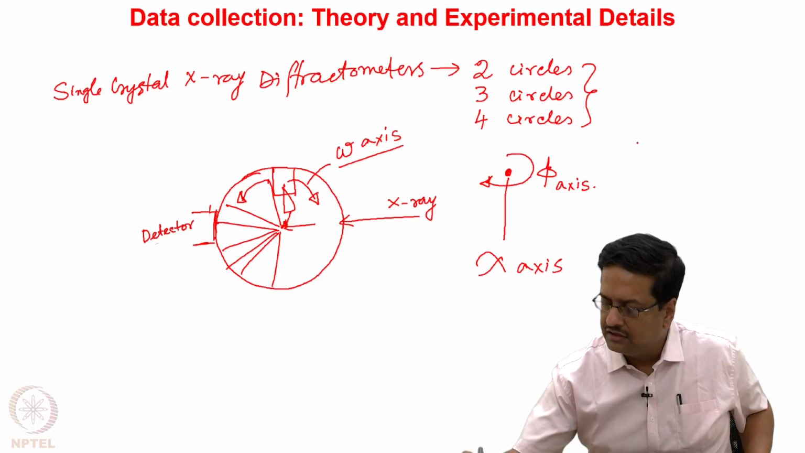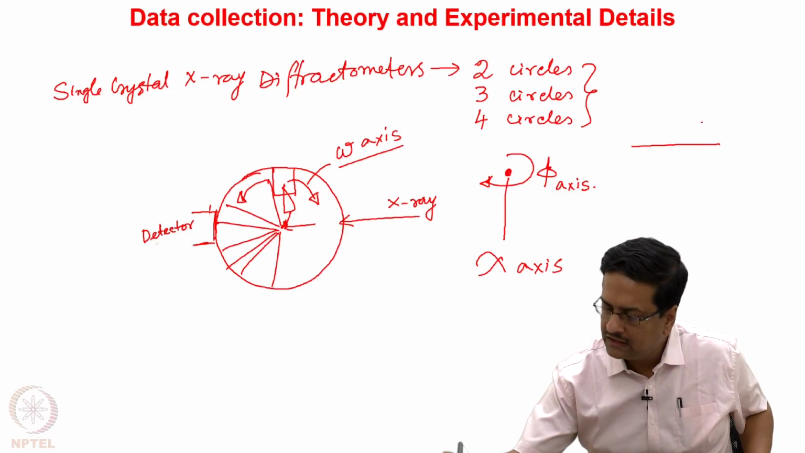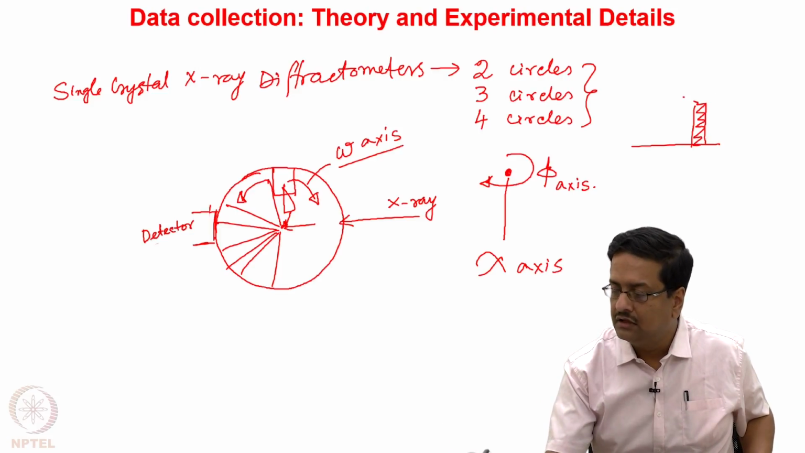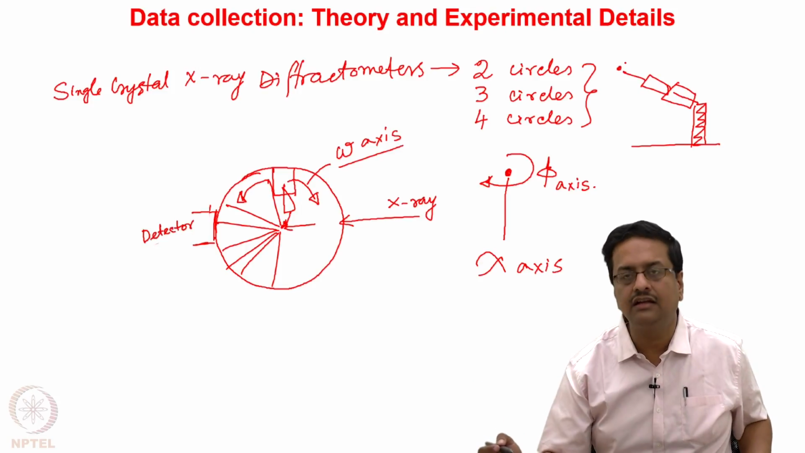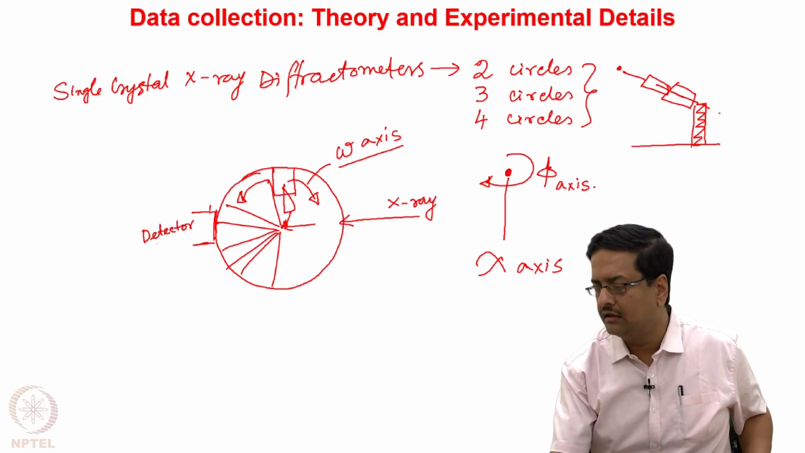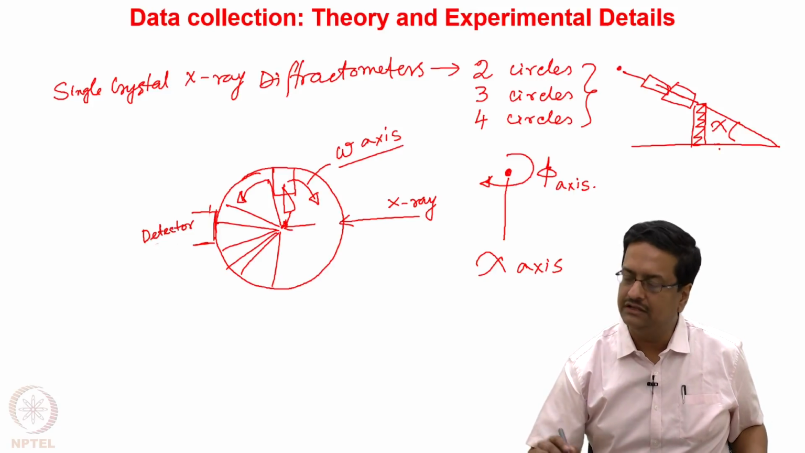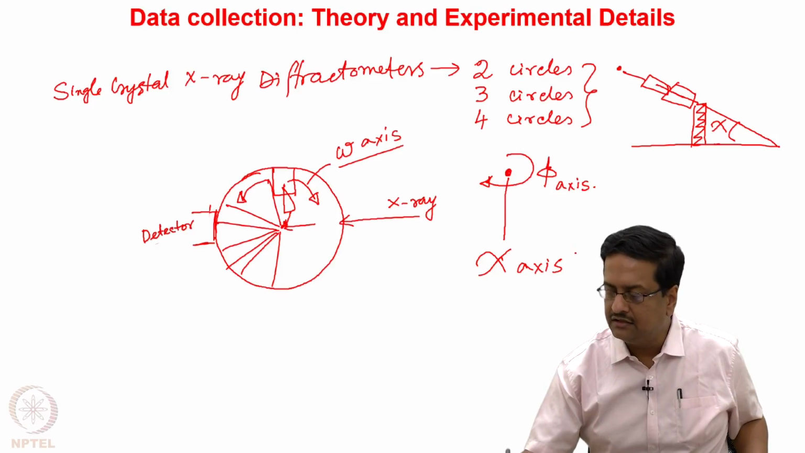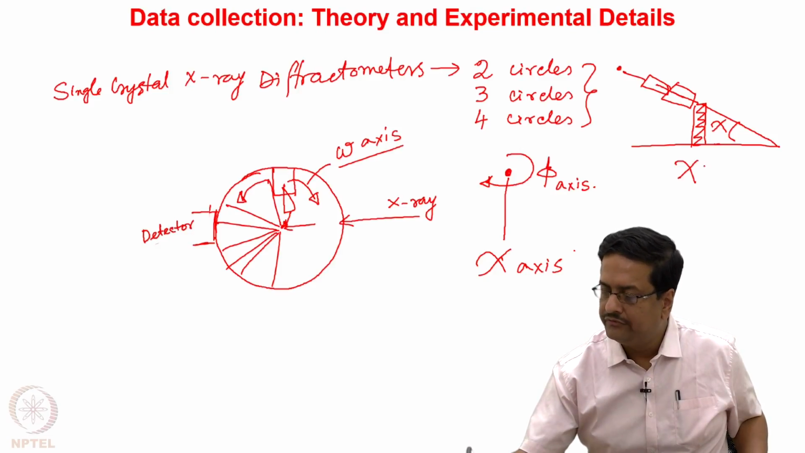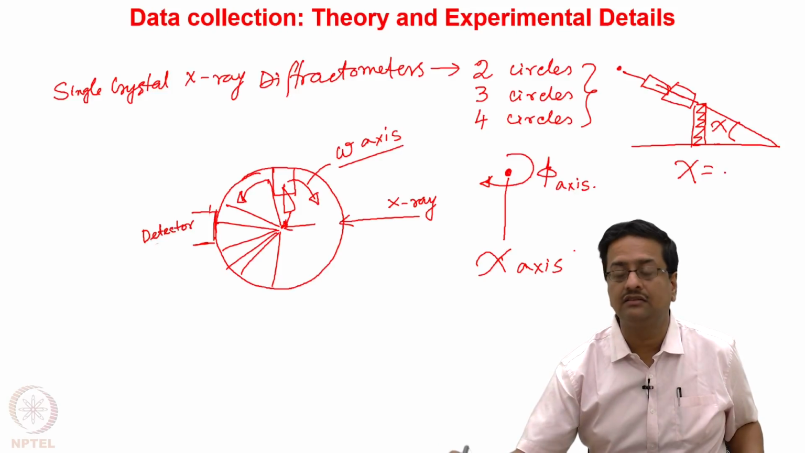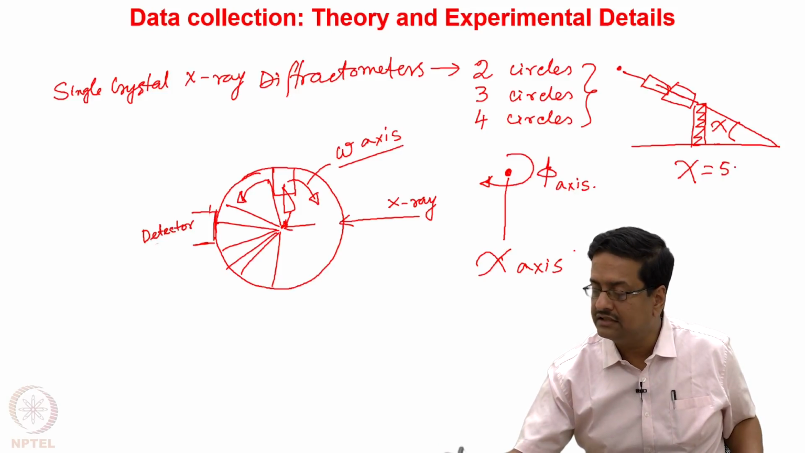If this is the base, this is the goniometer holder, and on this you have a goniometer placed and the crystal is mounted here. This particular attachment makes an angle chi with the omega base, and this chi is fixed in case of a 2 circle or 3 circle diffractometer to a magic angle of 54.74 degree.